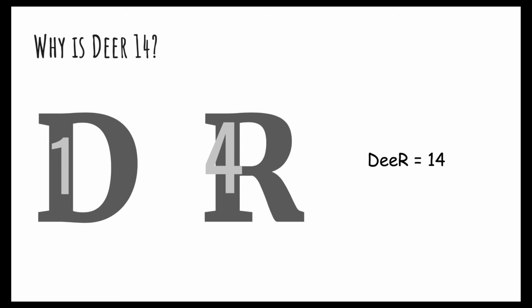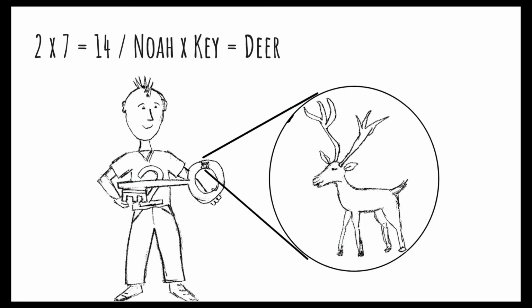Now, why is deer 14? Like we saw earlier, the number 1 is represented using the letter T or the letter D, because D also has one vertical line in it. Thus, 1 is D in this case. And we already saw that 4 is represented by the letter R. So if I put a couple of vowels in between D and R, I get a deer. Thus, deer represents the number 14. Noah times key equals deer. 2 times 7 equals 14.